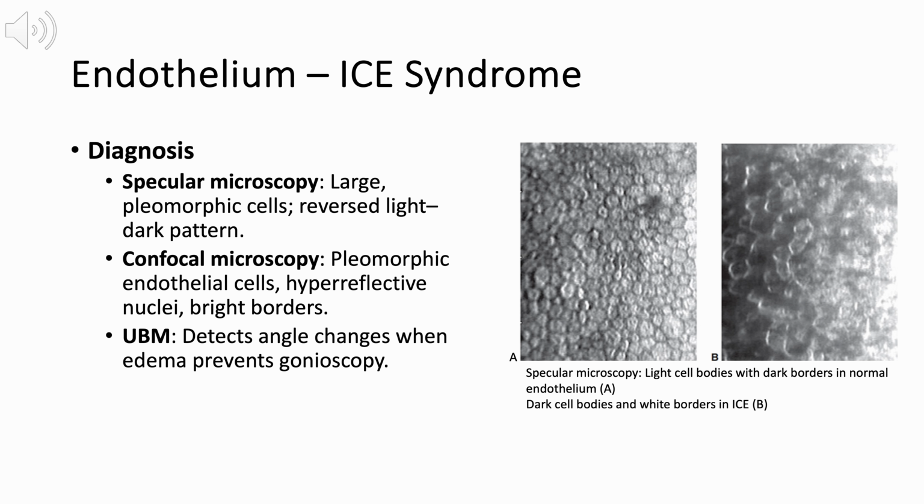On specular microscopy, the corneal endothelium demonstrates large, pleomorphic cells with a reversed light-dark pattern compared to normal endothelium. Note on the bottom picture the light cell bodies with dark borders in normal endothelium, A, and dark cell bodies and white borders in ICE, B. This is characteristic of ICE syndrome. Confocal microscopy reveals pleomorphic endothelial cells with hyperreflective nuclei and bright cell borders. When corneal edema prevents adequate visualization by gonioscopy, ultrasound biomicroscopy, or UBM, can be used to detect angle changes associated with the disease.